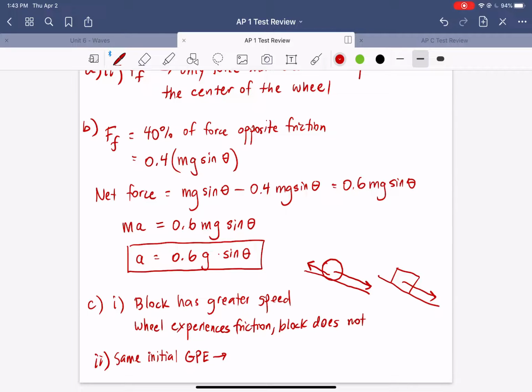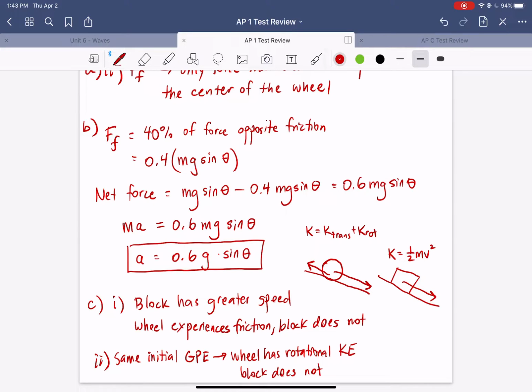However, remember there are two types of kinetic energy. The block is going to have kinetic energy 1/2 mv squared. That's what we call translational kinetic energy. The disk is going to have translational kinetic energy plus also rotational kinetic energy. So some of the potential energy has to go into making the disk rotate, which means there's going to be less kinetic energy left over for the translational motion. So you can just say the wheel has rotational kinetic energy, and the block does not.